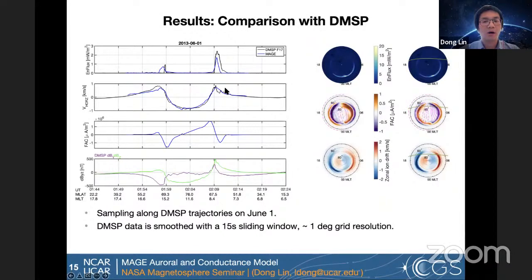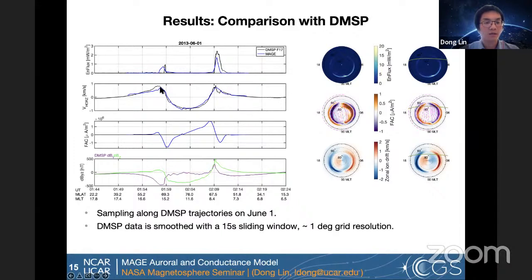The first reference point is the DMSP measurements of the total energy flux, as well as the cross-track horizontal ion drift. Here is one orbit on June the 1st, when DMSP F-17 was crossing the southern hemisphere from the dusk side to the dawn side. So it flies this way. You can see it first encounters some mono auroral structure, and then later it gets into a stronger diffuse auroral oval.